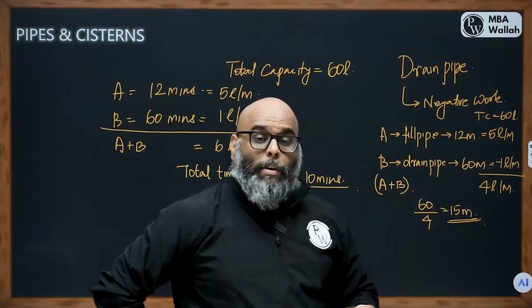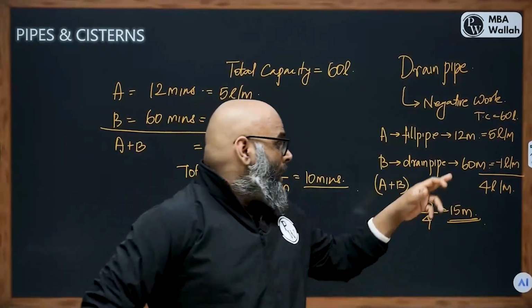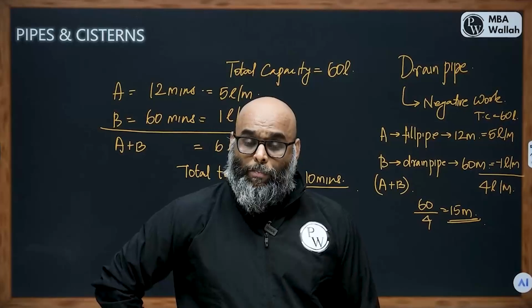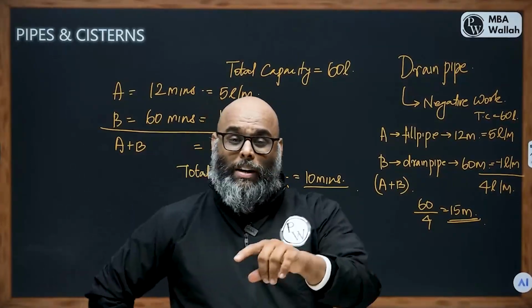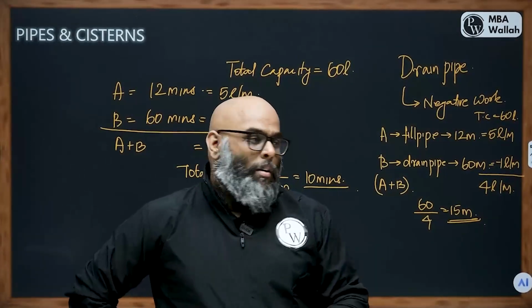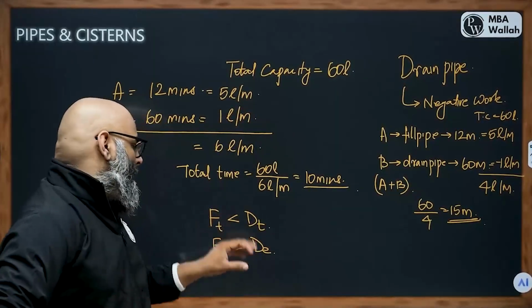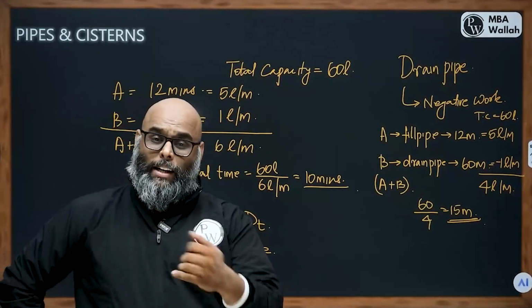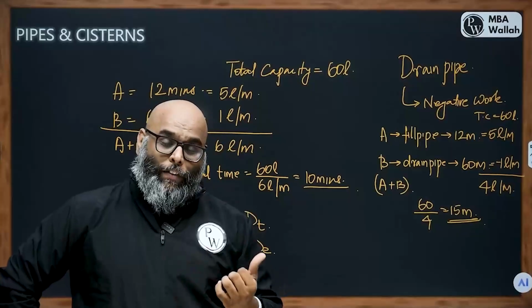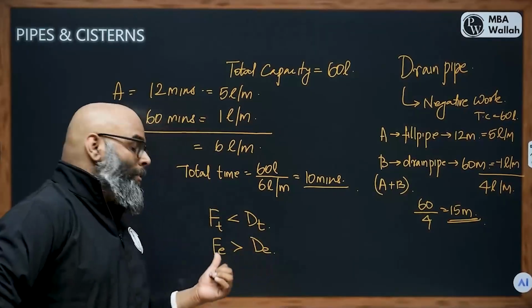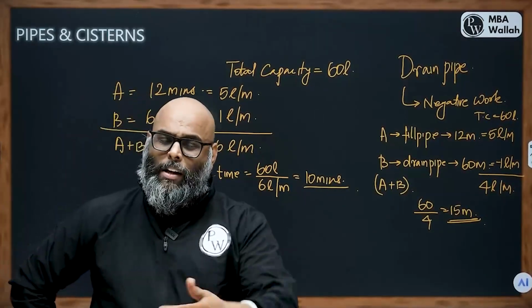Now if a tank takes 60 minutes to get filled and it takes 12 minutes to get drained, if both pipes are kept open, the tank will never get filled. Why? Because draining efficiency would be more. So I always look at the point that the filling time should always be lesser than drain time, and the draining efficiency should always be less than the filling efficiency. The moment we get this, we are through.